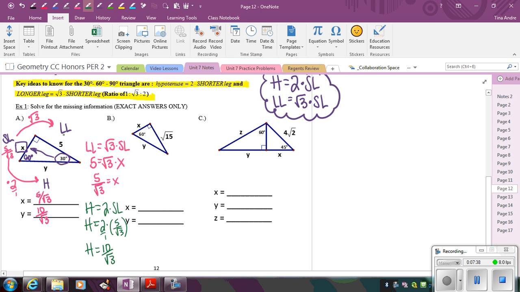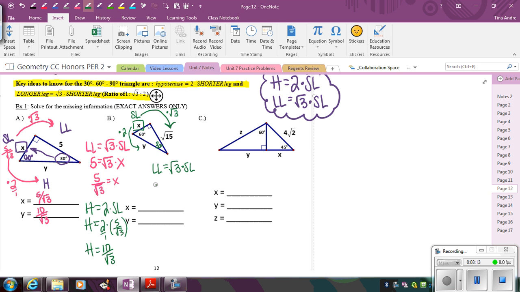So next question here, we have the 60 and the 90, so that means this angle's 30, which means this is my short leg. This is where I'm starting. So to get to the longer leg, it's going to be times radical 3. To get to the hypotenuse, it's double, so times 2. So again, if you're going to use your formulas, you want to use the formula that compares the longer leg to the shorter leg. So longer leg equals radical 3 times the shorter leg because we were given the longer leg. So plug in. So we have the longer leg is the square root of 15.